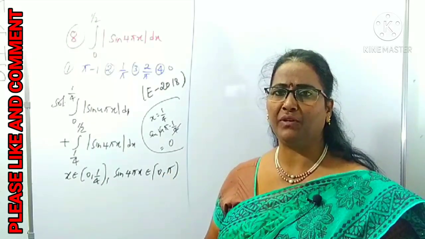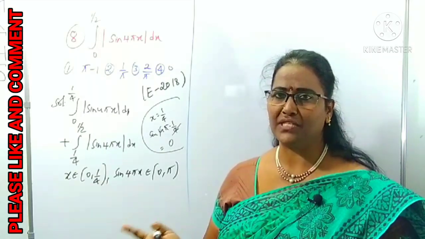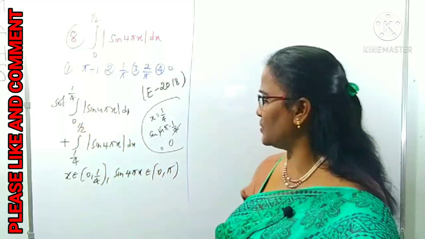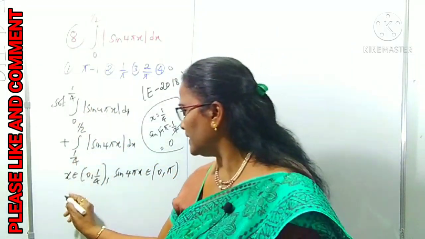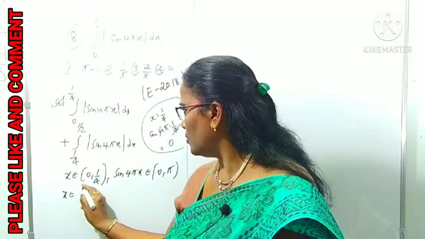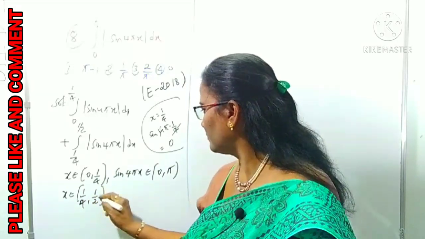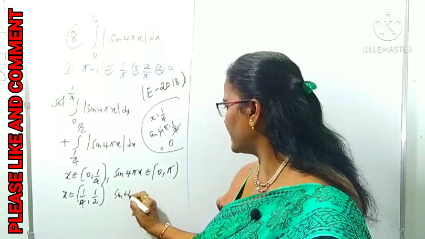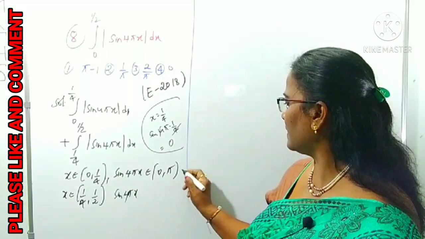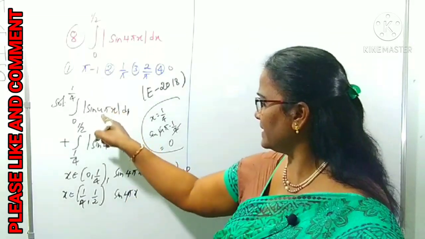When in 0 to pi, what is sine function? Yes, sine is 100% positive. First coordinate to second coordinate, sine is positive. Means this is positive sign. Now we can consider the next interval. X belongs to 1 by 4 to 1 by 2. Sine 4 pi x is clearly greater than 0 here.